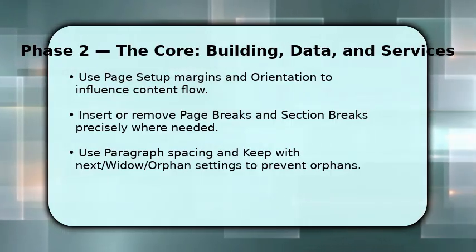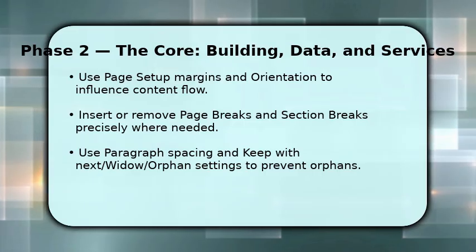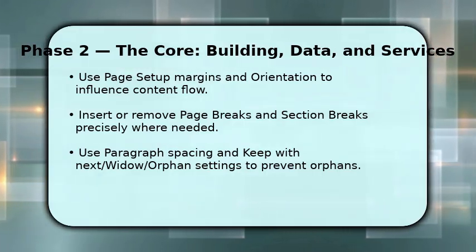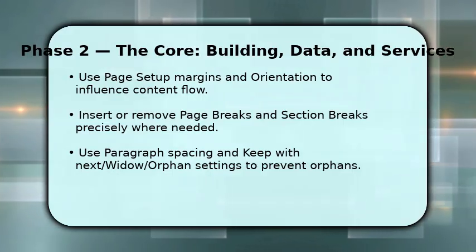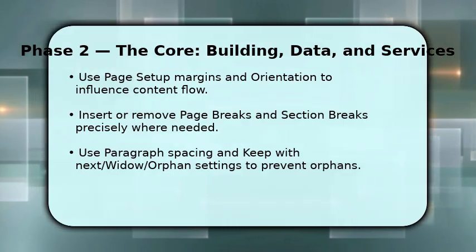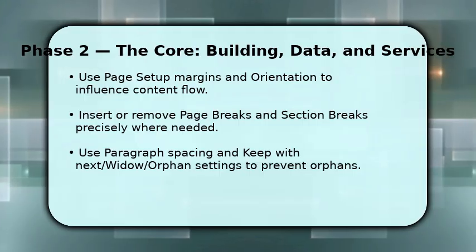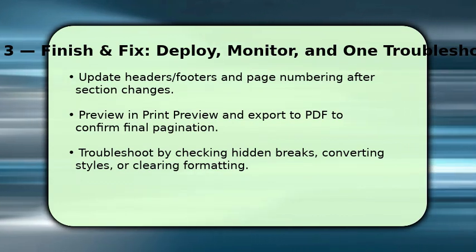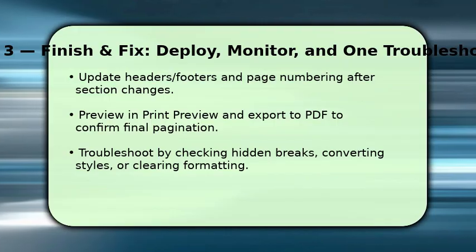Also adjust paragraph spacing and enable keep with next or widow/orphan control to avoid single lines stranded at top or bottom. These settings change the flow predictably, so you get consistent, tidy pages. Finish by updating headers, footers, and page numbers, especially after inserting section breaks, because numbering can reset unexpectedly. Then preview using Print Preview and export to PDF to lock in pagination. That reveals final, print-ready arrangement.